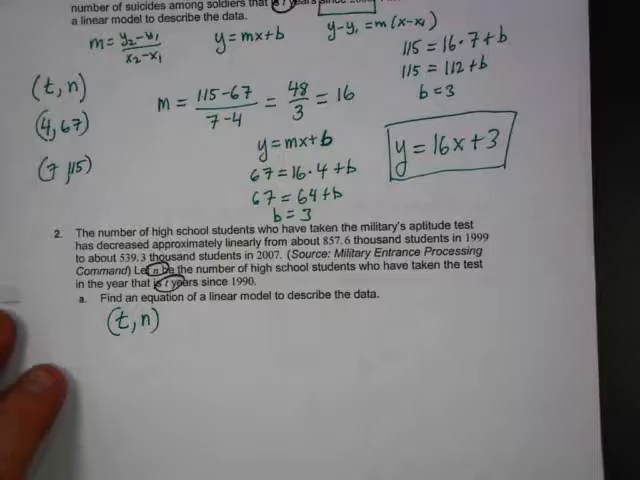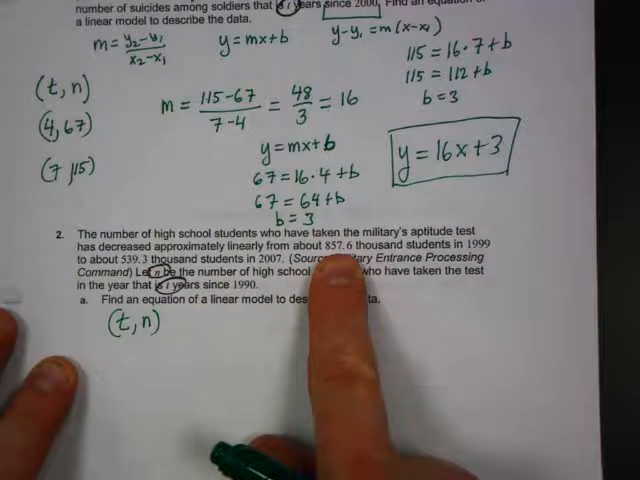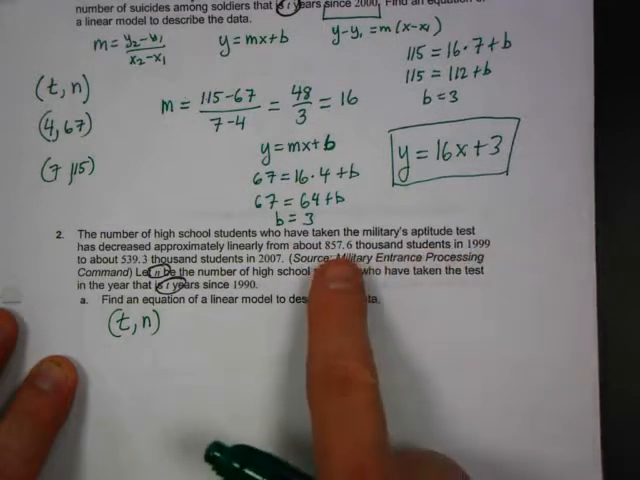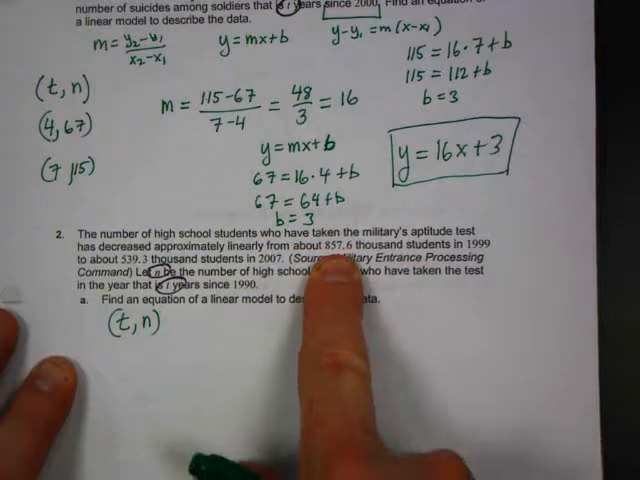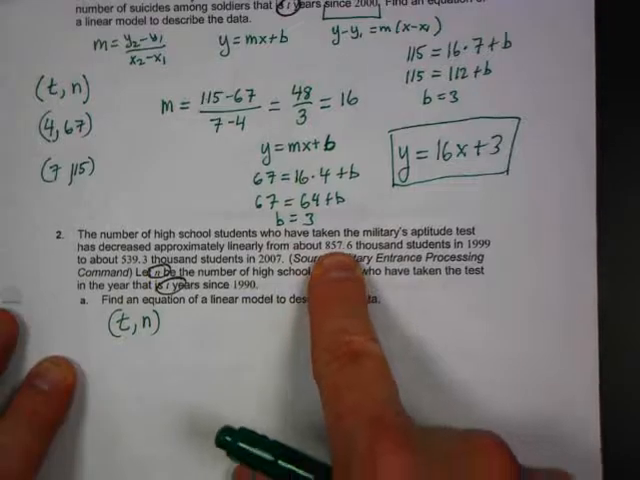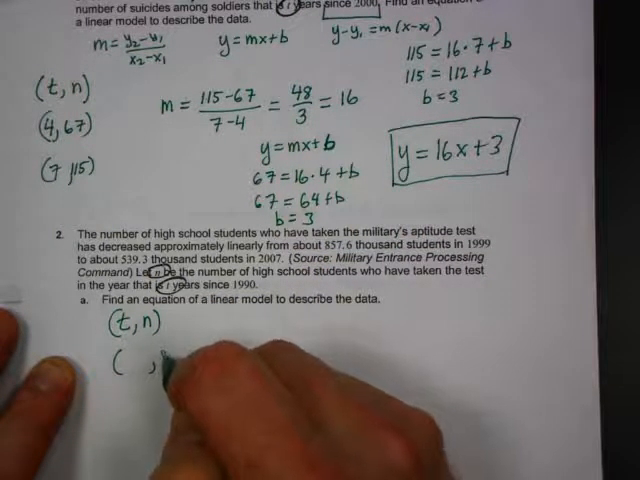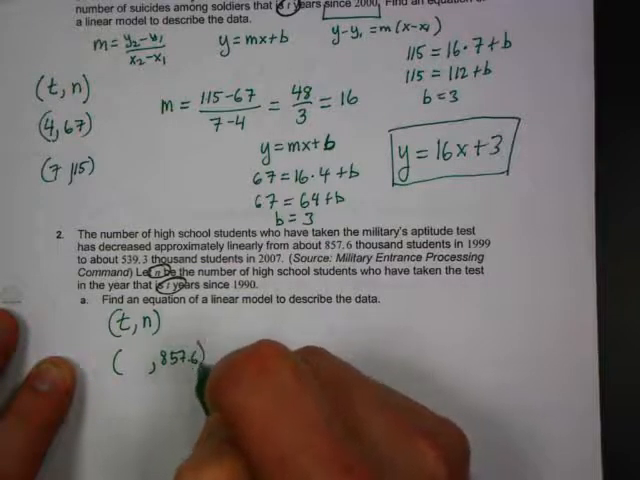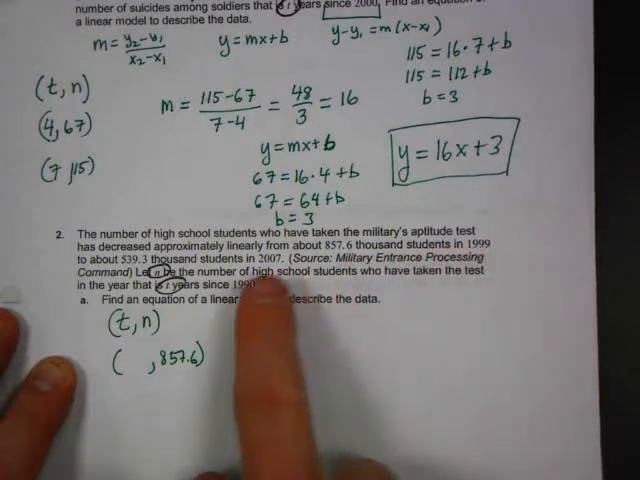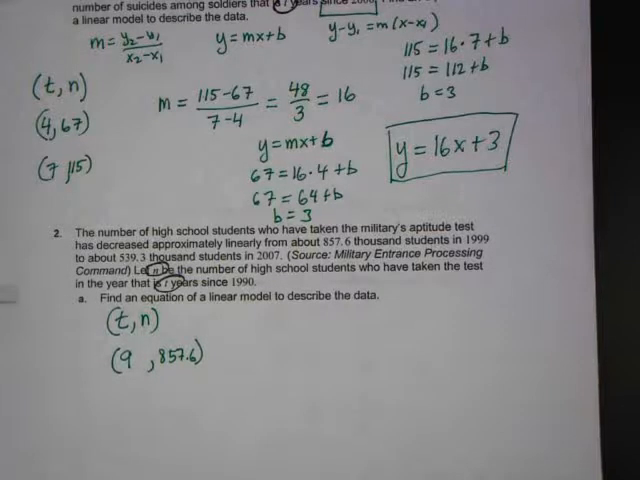All right, and then we look through our points. We have 857.6 in 1999. 857.6, is that a t number or is that an n number? That's an n because it's definitely not a time, is it? So we're going to have something, comma, 857.6. And then I'm not going to use 1999. I'm going to start at 1990. That's going to be 9 years later. That's going to be a 9. So there's my first point.